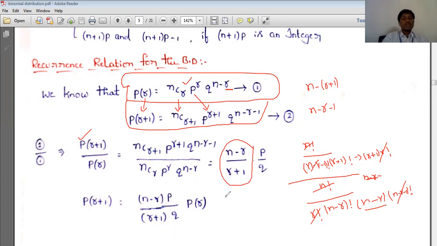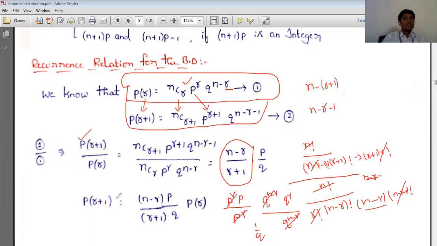Next, p^(r+1) by p^r: using a^m into a^n, we can write p^r into p by p^r. The p^r cancel and p remains. Next, q^(n-r-1) by q^(n-r): we can write q^(-1) by q^(n-r), and those cancel. q^(-1) is nothing but 1 by q. So that's it.